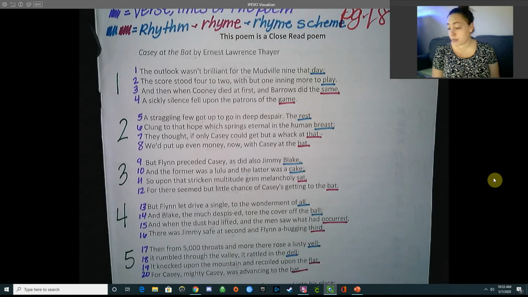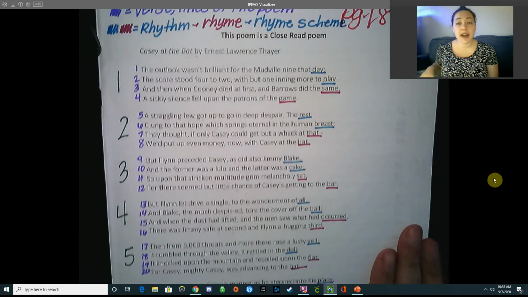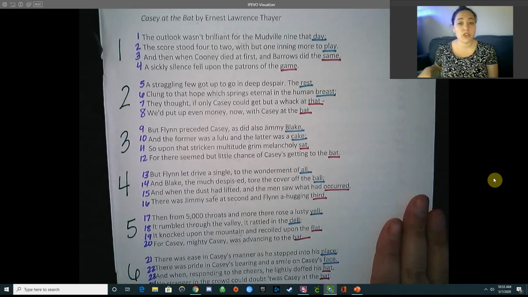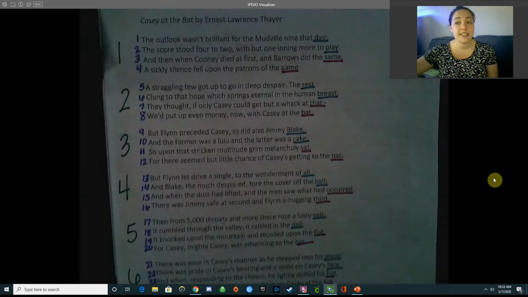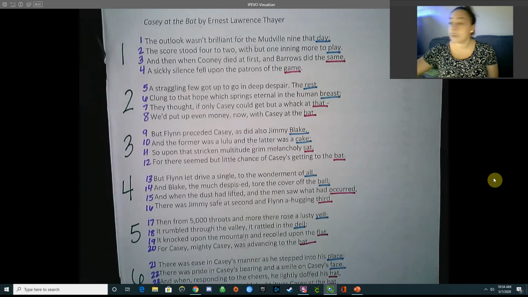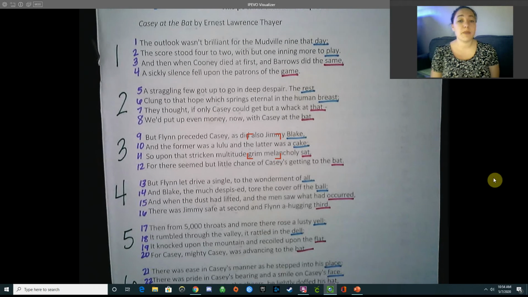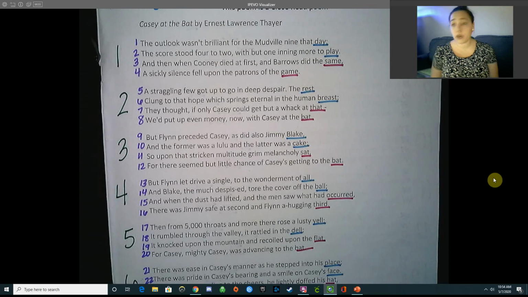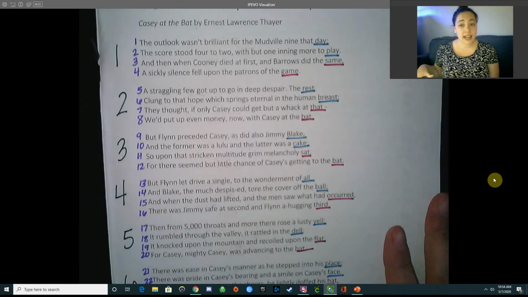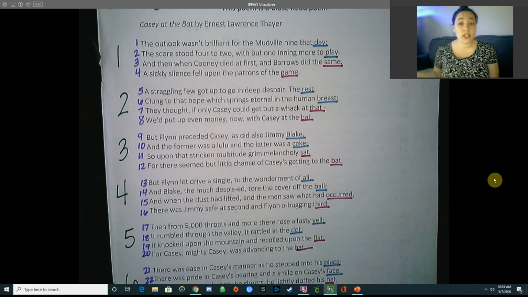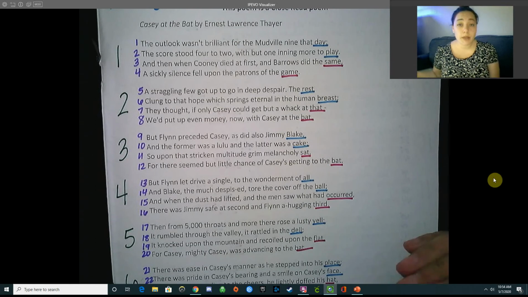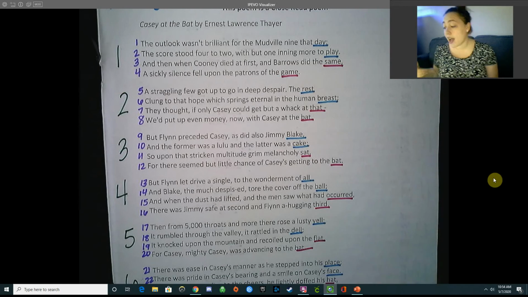So the poem again is titled Casey at the Bat by Ernest Lawrence Thayer. And if we look at what I have done to this poem, you can see I used lots of different colors. I am going to just go over a few points that I have outlined on here, and you can mimic my poem. Unless yours is already marked up, that's wonderful, or you can mimic what I have here.